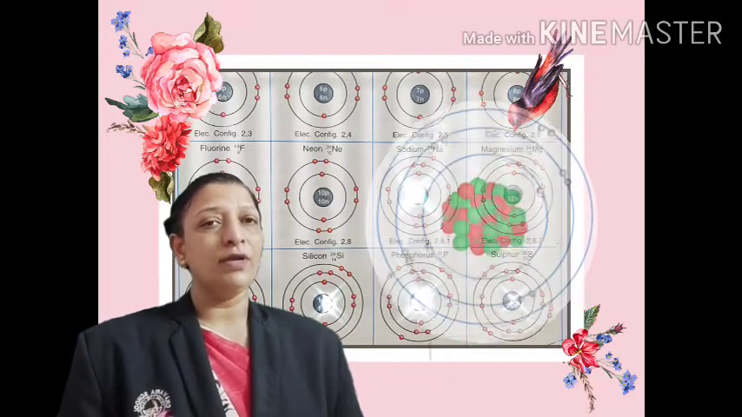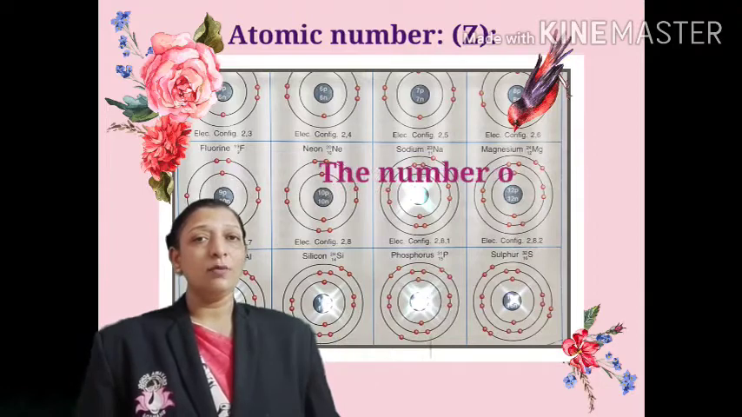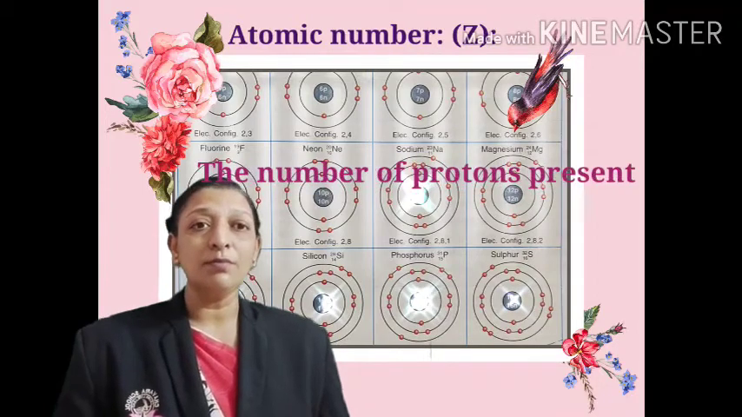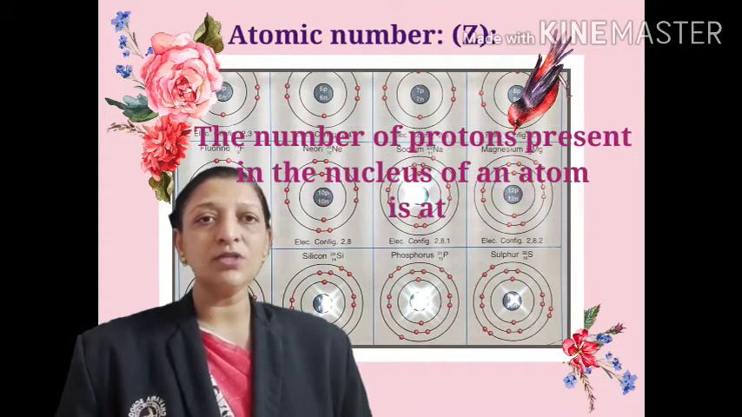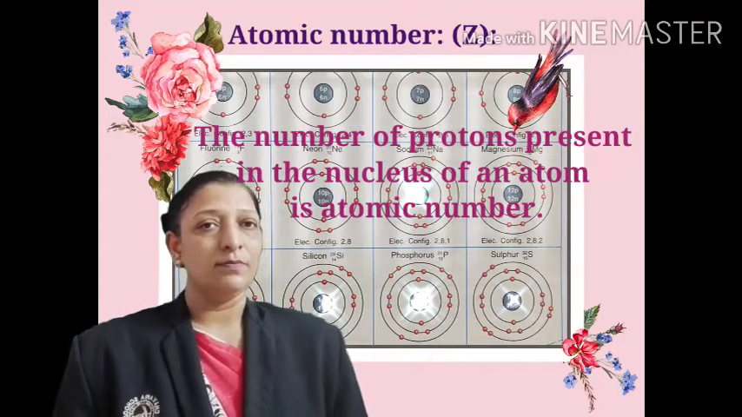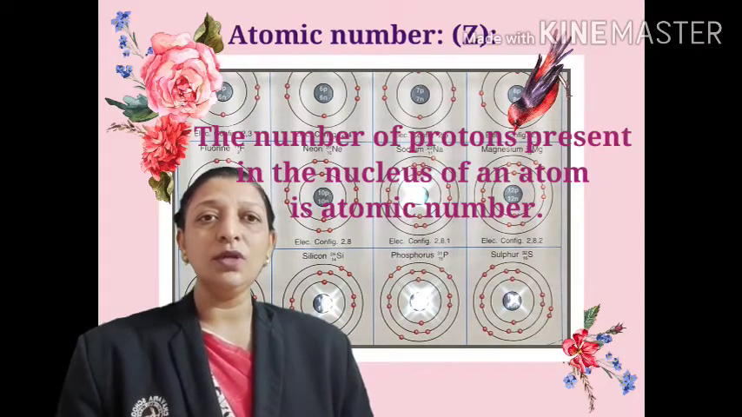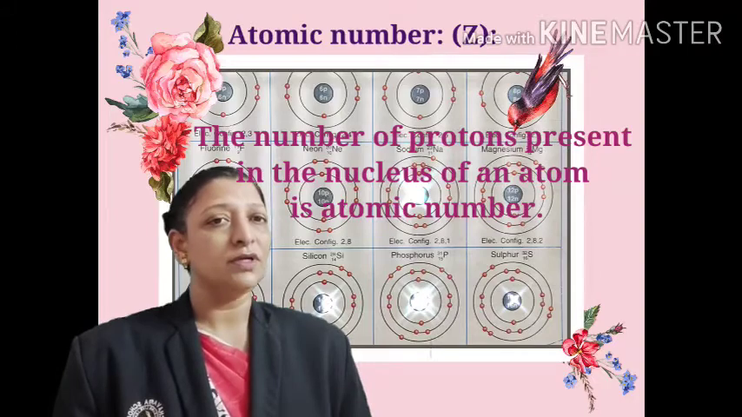Now we will move toward the next concept of the lesson, that is atomic number. The symbol of atomic number is capital Z, and we can define atomic number as the total number of protons. Atoms of elements are distinguished from each other by their atomic numbers only. Each element has a unique atomic number. No atomic number is repeated for different elements.